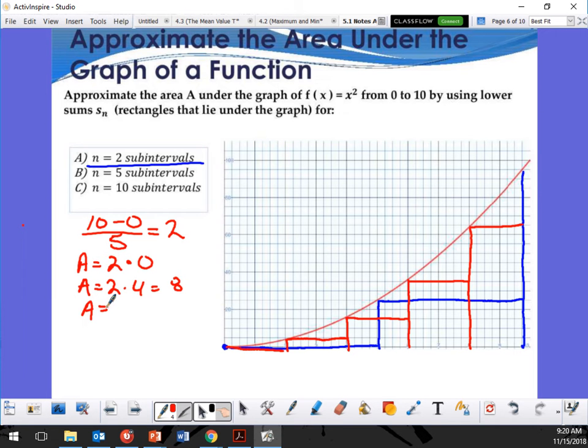Okay, so area of 2 times the next one. It's going to be 4 squared, so 16. So it should be 2 times 16, which gives me 32. The area of my next one is 2 times 6 squared, so 36, which equals 72. The area of the last one is 2 times 8 squared, 64, which is 128. So do you think that's going to be a lot more accurate?